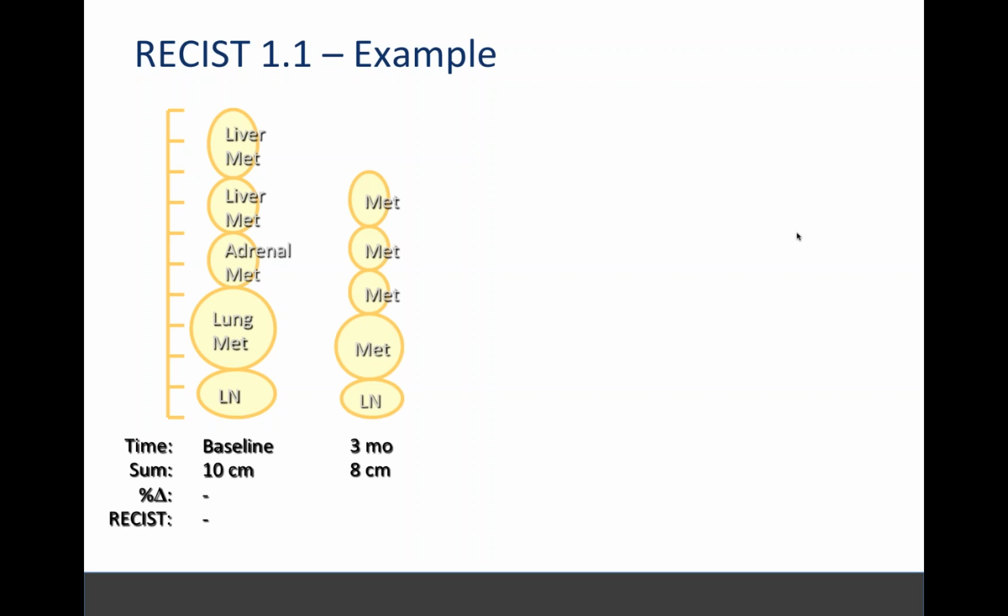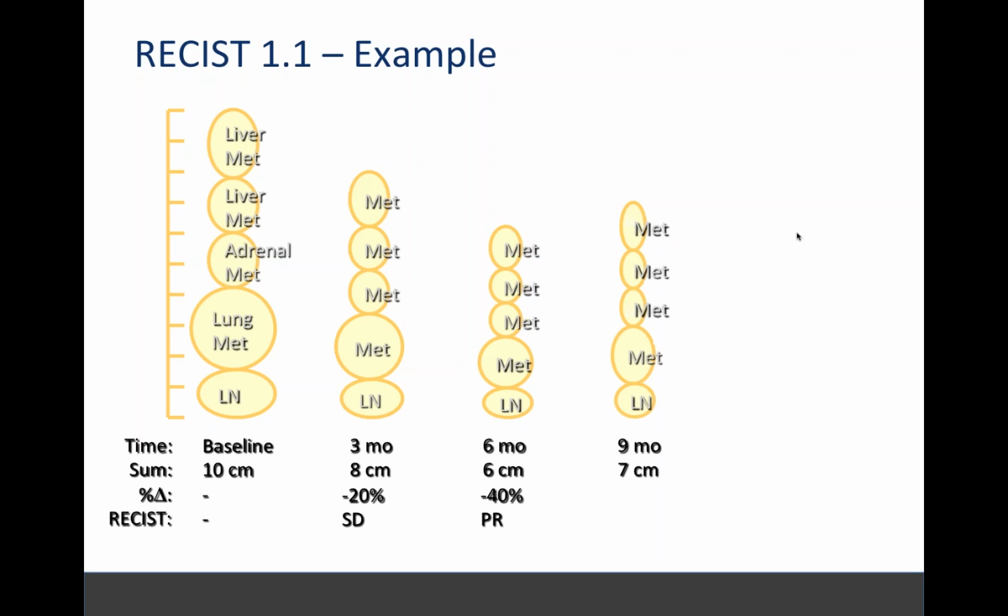Let's say they go through chemotherapy and we're out 3 months, and now the tumor has shrunk a little bit. The total burden is now 8 centimeters. Well, that's a 20% decrease, so that would still be stable disease. They haven't hit enough change to call partial response at this point. If they continue to shrink, you're still going to compare to the baseline. So this is now a 40% decrease compared to the baseline, and now it's partial response. And so that's good. Now they've hit partial response.